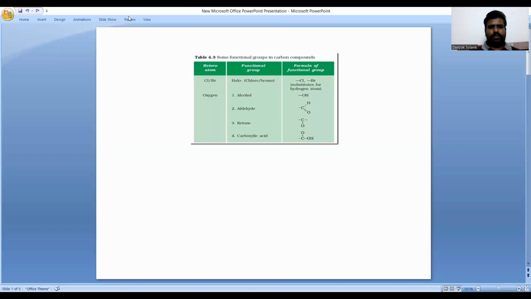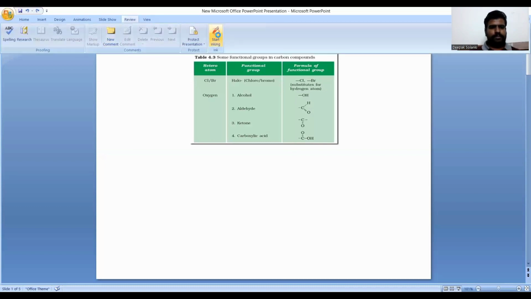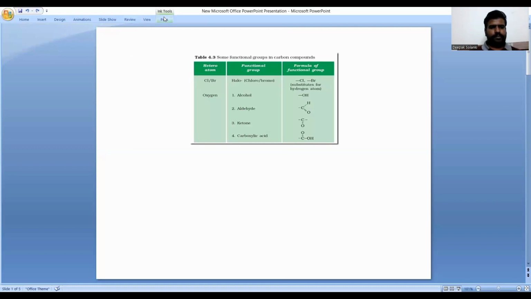There are 4 functional groups. Chloro, bromo. These are halogen compounds. And according to 10, there are only 2 halogens. Besides chloro and bromo, we can say that fluoro and iodo are also there. So for Cl, we use chloro, and for Br, we use bromo.